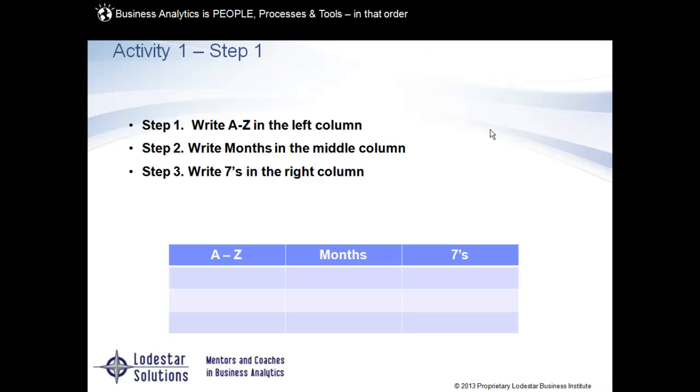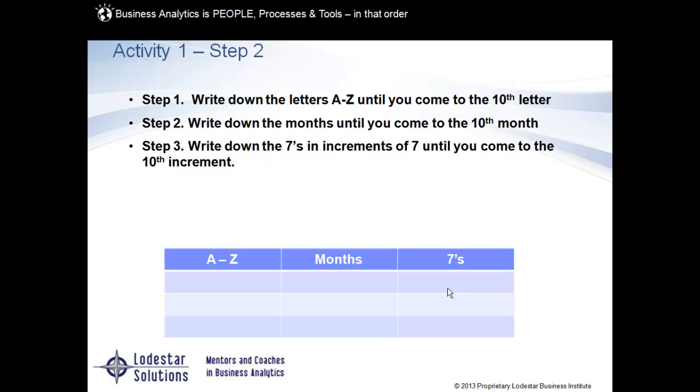Okay, now what I want you to do, in the left column, I want you to write A to Z. In the middle column, I want you to write months. On the far right column, I want you to write sevens. So on the paper that you drew, A to Z, months, sevens. Now, what I want you to do, I'm going to explain it first, and then I want you to go ahead and do the exercise. But before you start, I want you to listen to the directions and then pause the video.